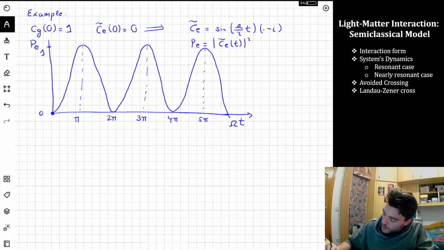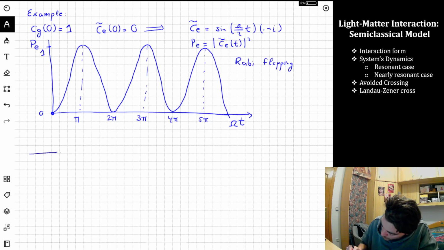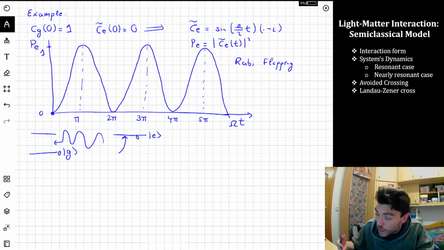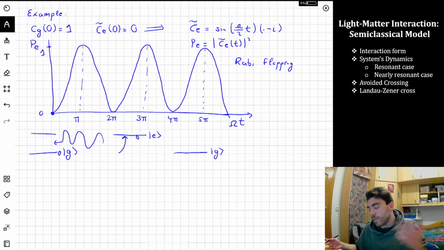And this phenomenon here is called the Rabi flopping. Because what is happening is that initially we had an atom that was in the ground state, and by shining light on it, it periodically goes up to the excited state. Then, because we are still shining light, we are stimulating the emission, this is stimulated emission of the atom back again to the ground state. And in the middle there is a certain probability of finding the atom in a quantum superposition between ground state and excited state. And this is very important.